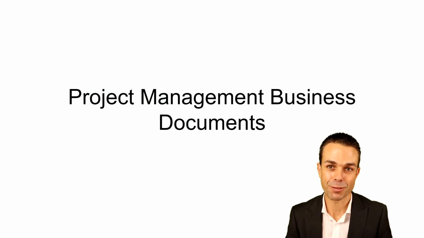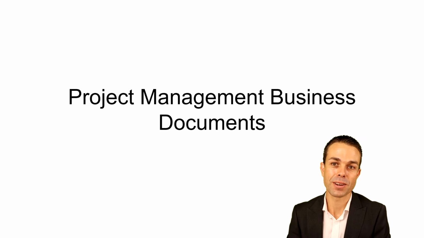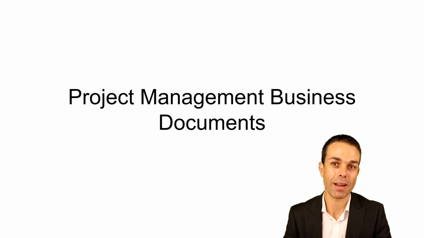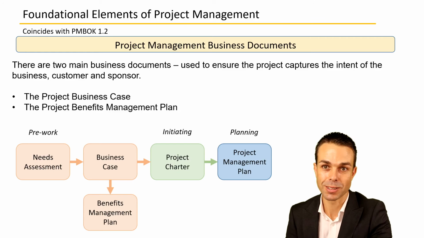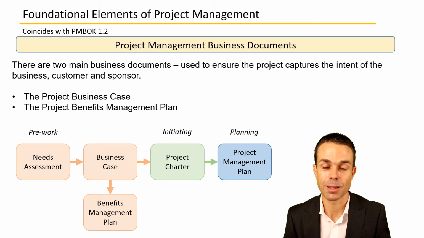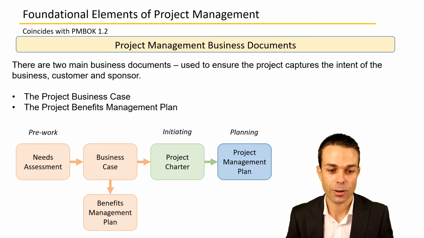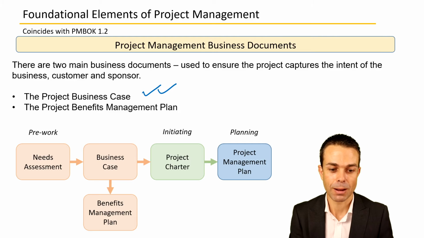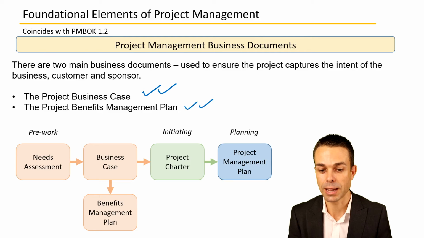So we touched on this previously as well, but there are many different business documents that you'll need to help kick off and then manage your project. So we're calling these project management business documents that we're going to need in the managing of our project. And there are two main business documents. We've got the project business case and we've got the project benefits management plan.